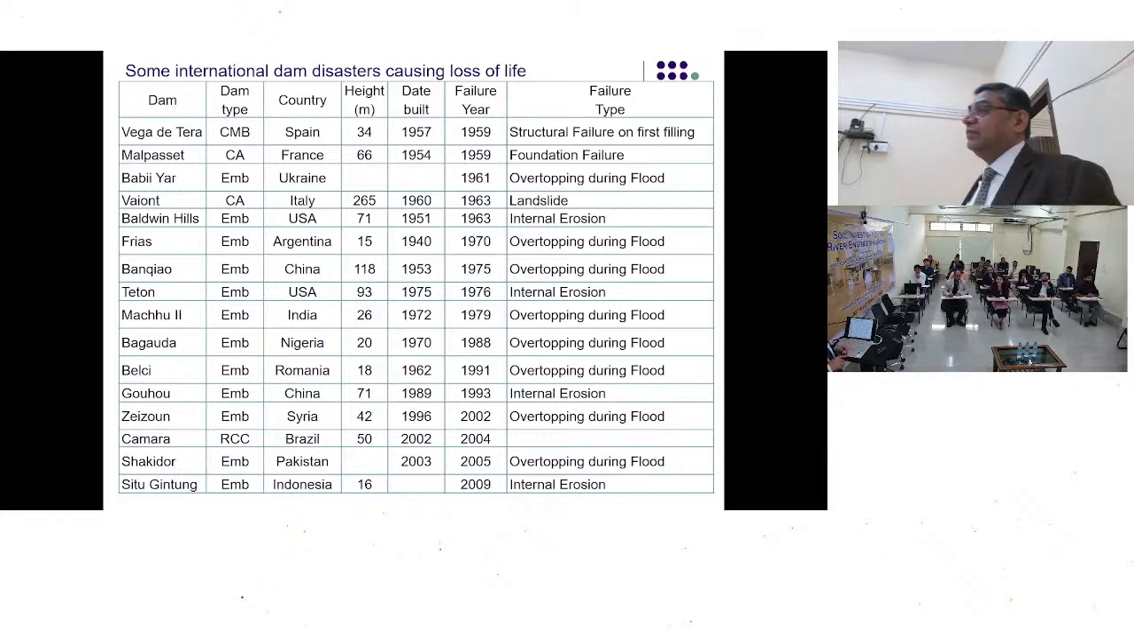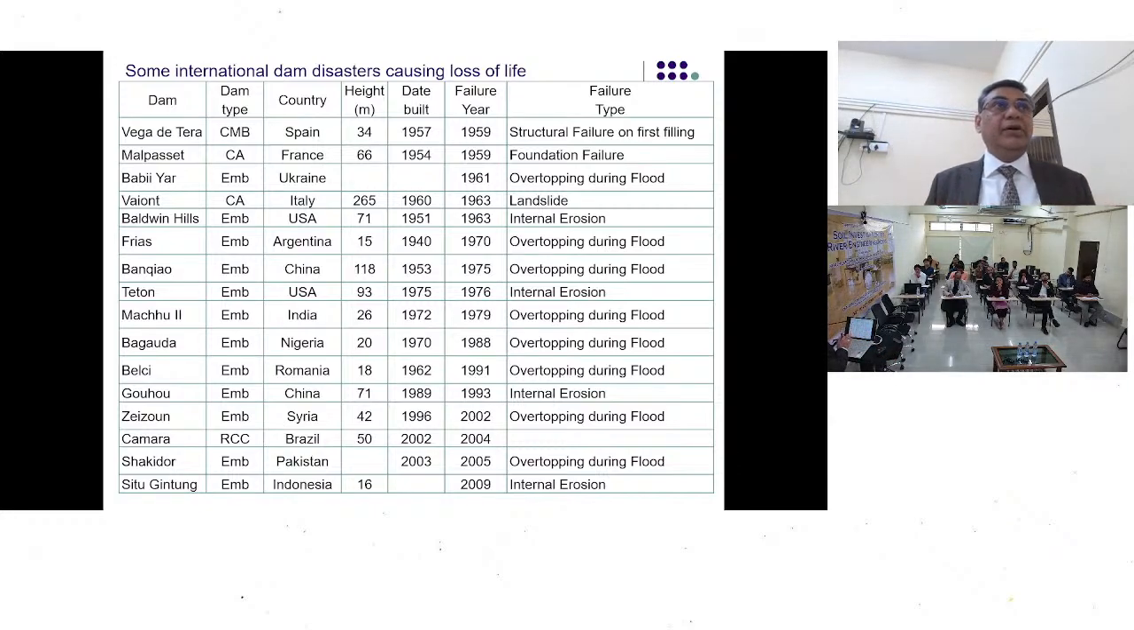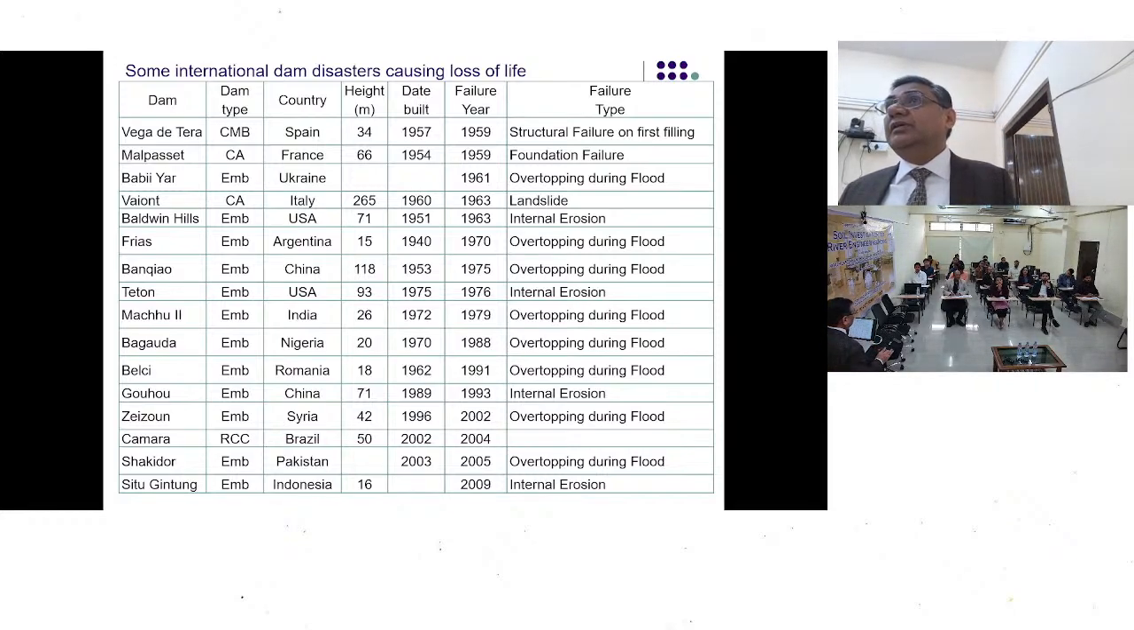Structural failure means that our construction quality was not good, or our design was somehow not up to the mark. Foundation failure means that my foundation treatment was not good. Maybe I could not provide the real cutoff for the dam. Maybe my foundation grouting was not up to the mark. Maybe the grouting which I carried out as a consolidation grouting or as a cutoff grouting was not meeting the depth to which it had to be done.